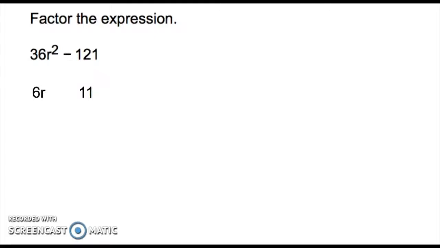Since there is going to be no middle term, we just write these identically for your binomials. You just have one positive and one negative. If I were to multiply it out, 6r times 6r is 36r squared. 11 times negative 11 is negative 121. But we also have 6r times negative 11, which is negative 66r, and we have 11 times 6r, which is positive 66r. Positive 66r minus 66r gives you 0, and that's why there is no middle term. So then this is going to be your answer.